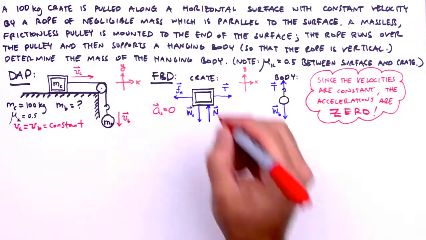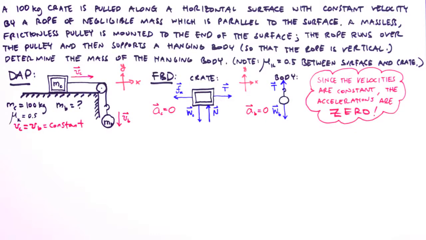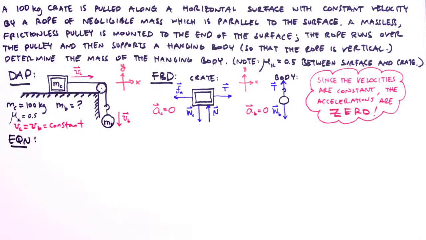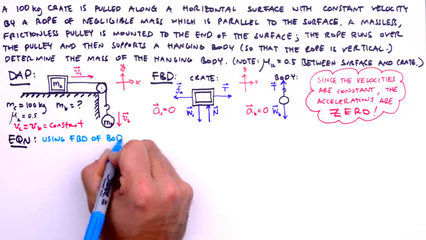So, a sub c equals 0 and a sub b equals 0. Good. Now we're ready to use equations to analyze the motions in our problem. We'll start by using the FBD of the hanging body.